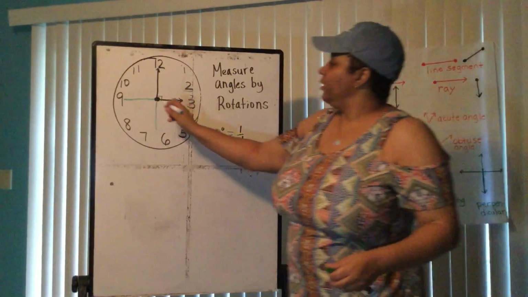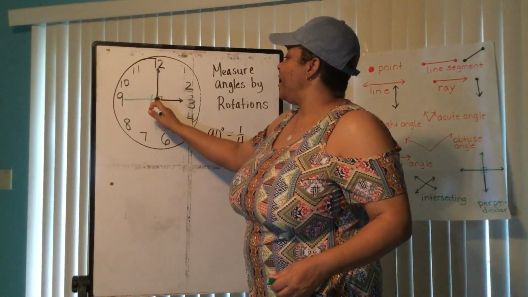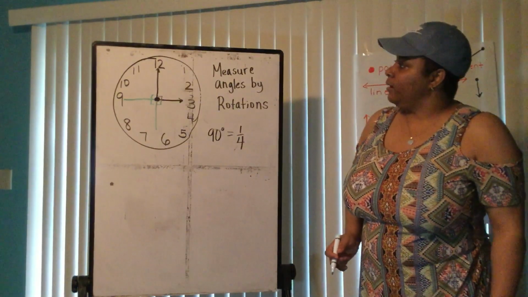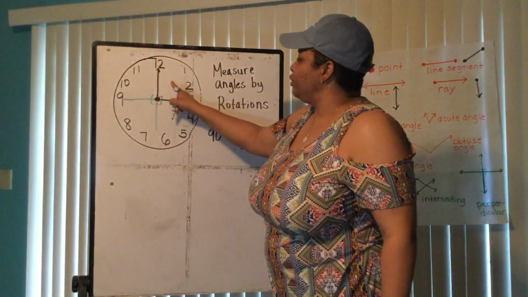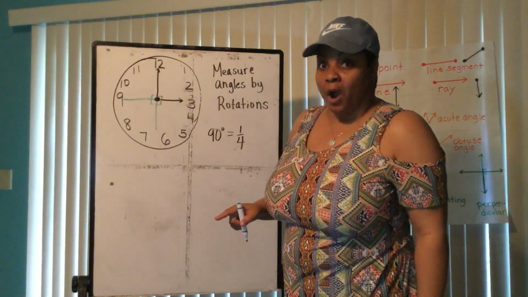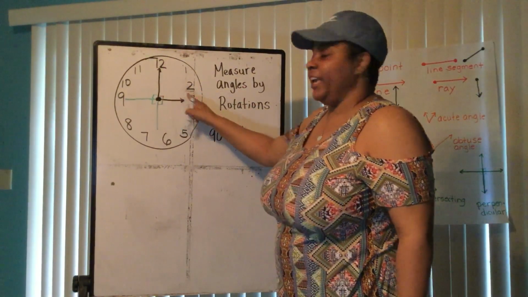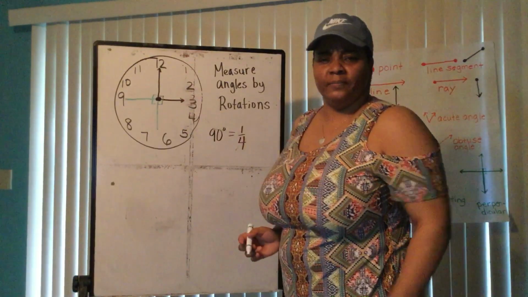Wait a minute. Do you see a right angle there? How many equal parts do I have? 1, 2, 3, 4. 4 equal parts. And right now, this angle in the black is 1/4, which is 90 degrees.